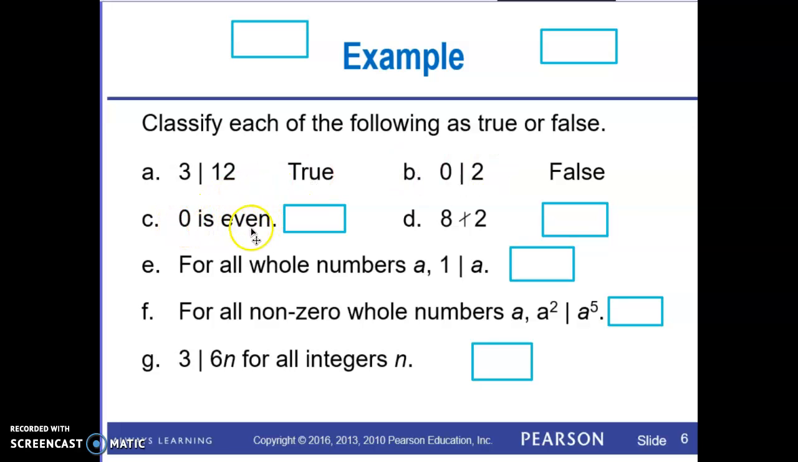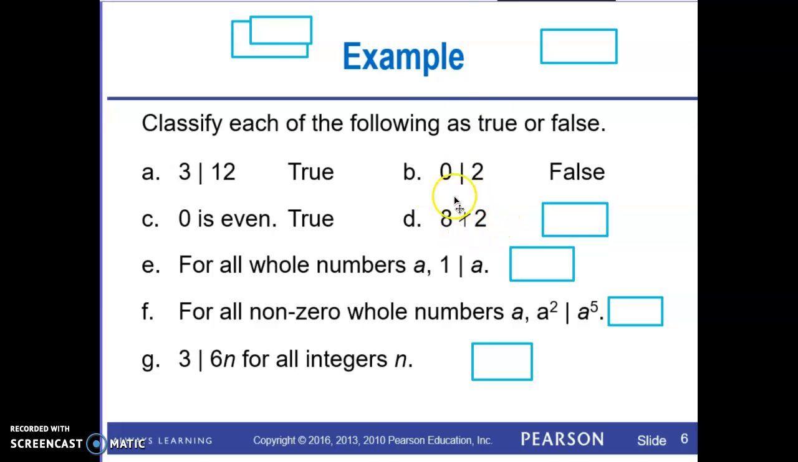This one is confusing for people. 0 is even. All right, think about your definition of even, your official definition of even, and see what you guys think about this one. Well, that's a true statement. 0 divided by 2 is 0 with a remainder of 0. So because my remainder equals 0, it meets the definition of an even number.